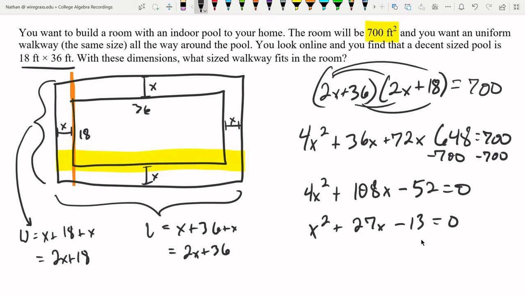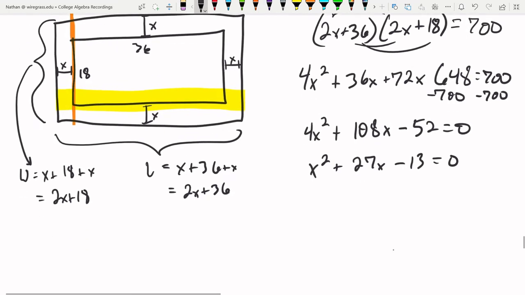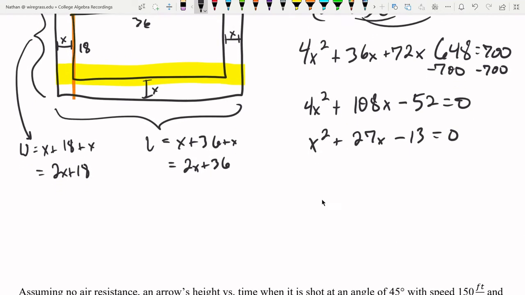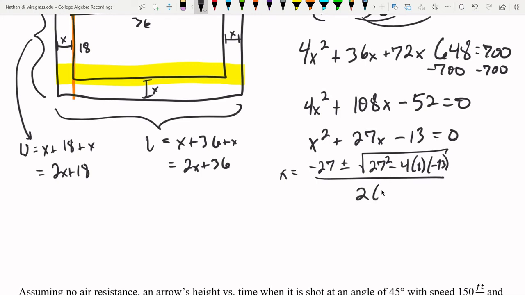And now I can try and factor this thing out. It's not going to work because 13 is 13 times 1, and no way does that give us 27. So really I'm going to have to use the quadratic formula. So let's go ahead and do that. A is 1, B is 27, and C is negative 13. So we have negative B plus or minus the square root of B squared minus 4 times A times C, all over 2 times A.